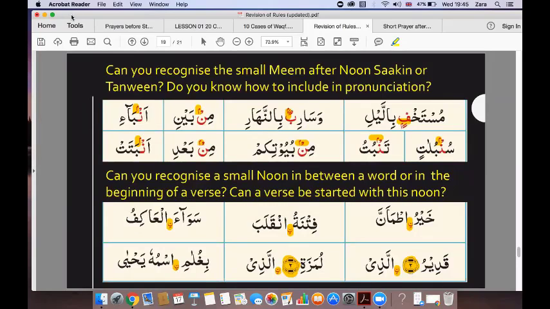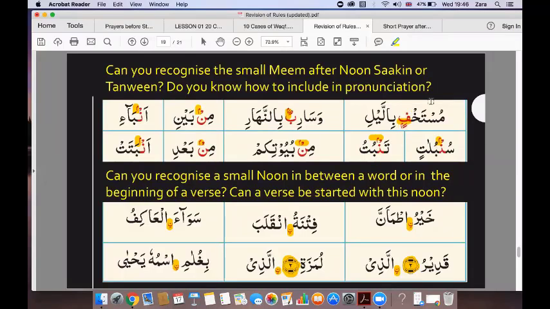This is another letter which will be taught rather than us using it as part of the quiz, because we've not really covered it in a huge amount of detail. So this particular rule, there are two sections to it. First of all, we're looking at the small meme which appears after a nun sakin or a tanveen. So we see over here, the fa has a kasratain, or the tanveen of kasra, and just next to it, we've got the small meme. Or over here, we've got an example of it when it's the nun sakin.